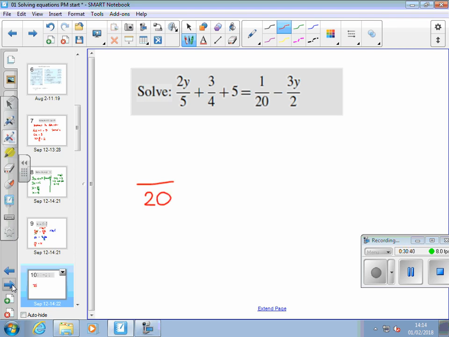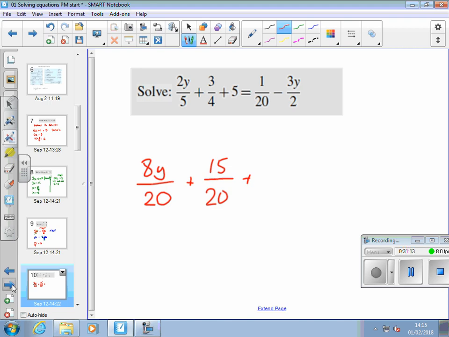Yeah, so that first one, you've got to multiply the bottom by 4. Have I not? So you've got to do the same with the top. 8y over 20. Yeah. I want 3/4 to be over 20. So I've had to multiply 4 by 5. So I've got to multiply the top by 5. 15 over 20.